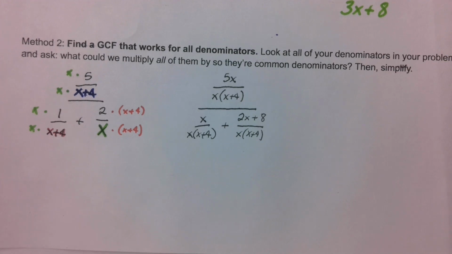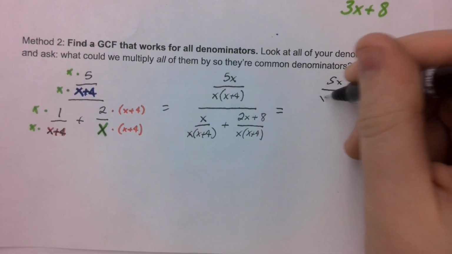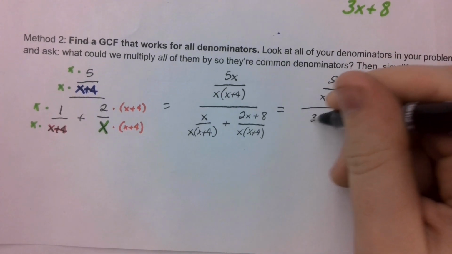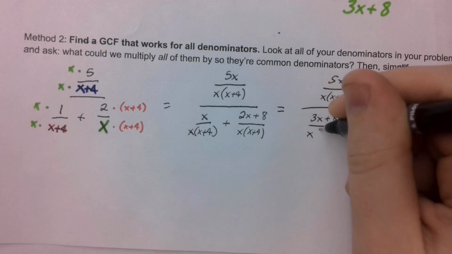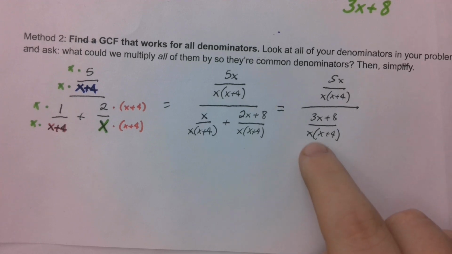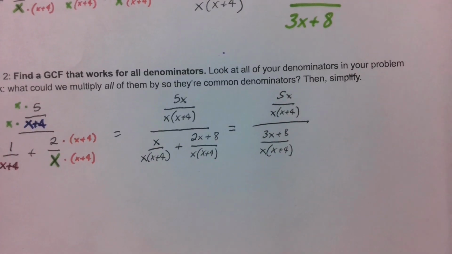Now, I'm going to teach you a little bit of a shortcut here as well. First off, we know that these are going to add together to make 5x over x plus 4 over 3x plus 8 over x times x plus 4. The shortcut I'd like to teach you is this. We know that when we flip these fractions, there's going to be an x times x plus 4 in the numerator and x times x plus 4 in the denominator. So they're going to cancel out.